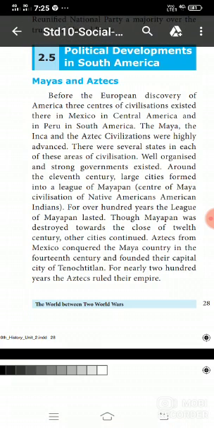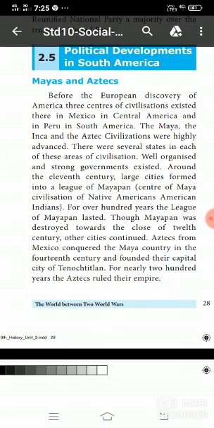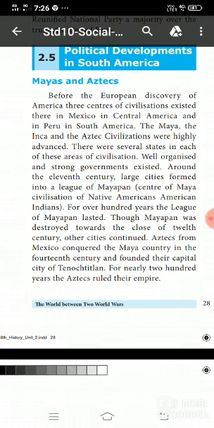11th century, large cities formed into a league called Mayaban. Large cities means the centers of Maya. Forming that Maya civilization, only Native Americans lived there, forming large cities. That large cities league was named Mayaban.